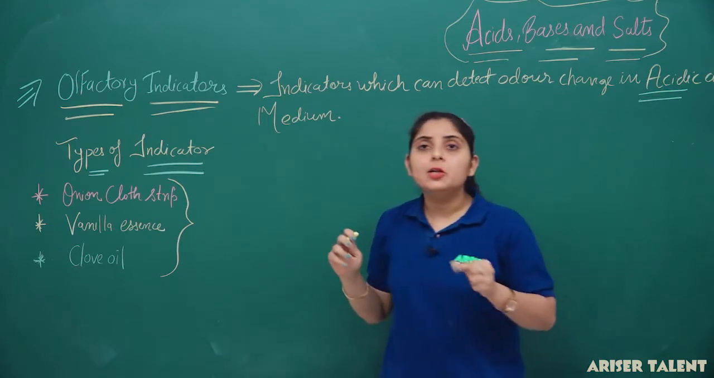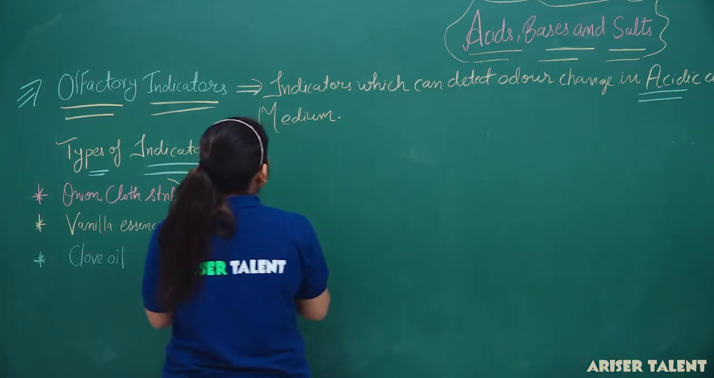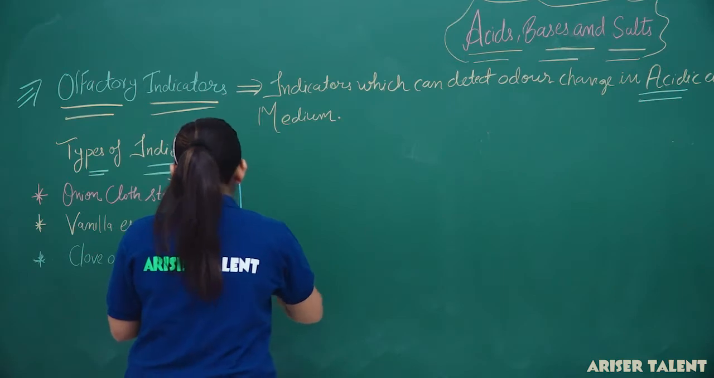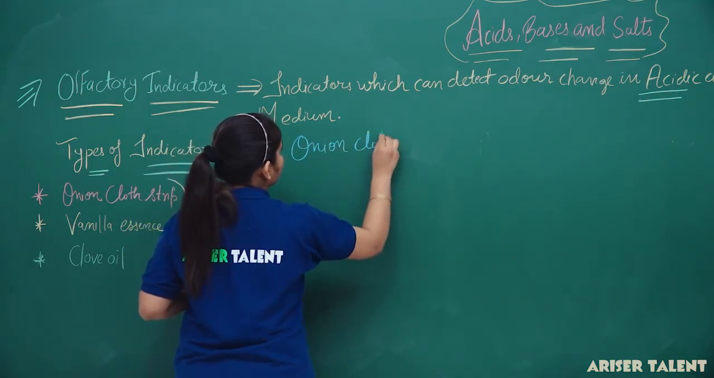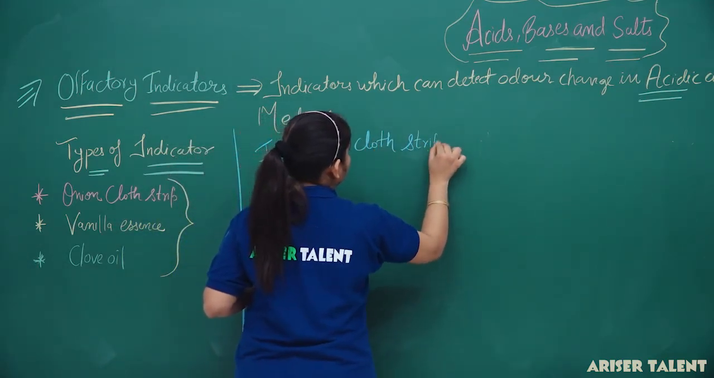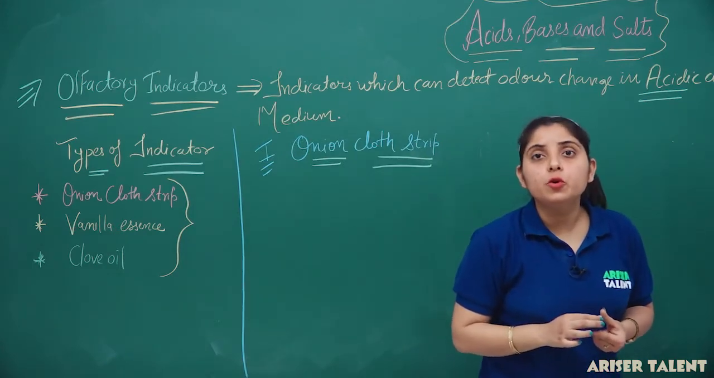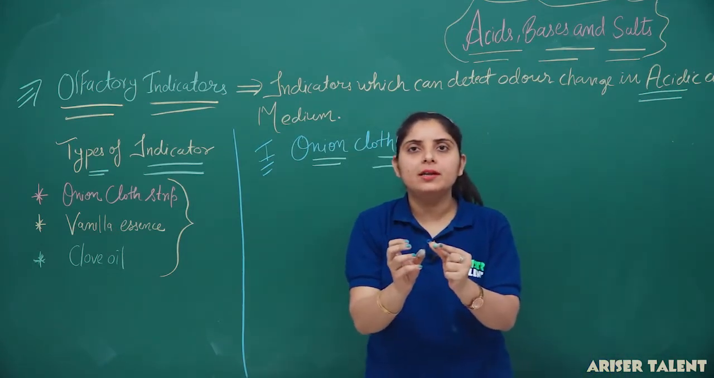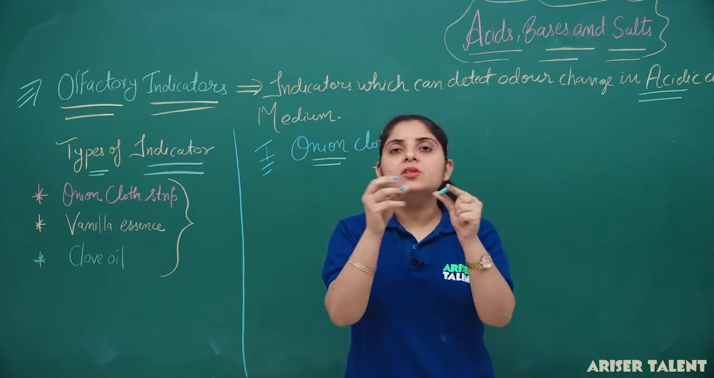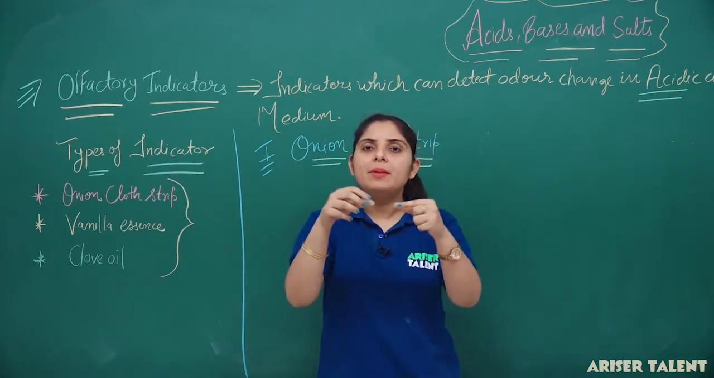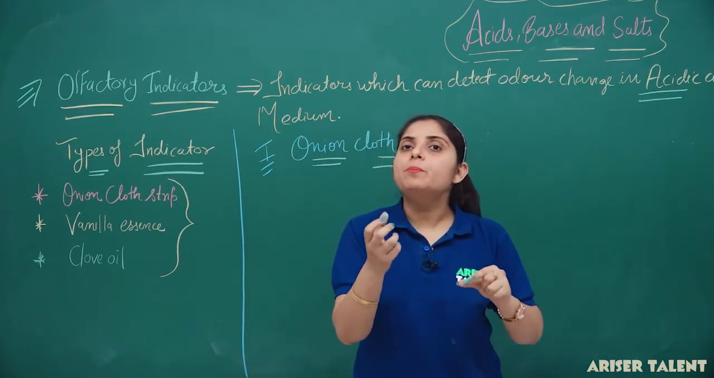First one is onion cloth strip. Now we will see the reaction, what happens in case of the odor change in acidic and basic solution. So our first type is onion cloth strip. In case of the onion cloth strip, we take a few slices of onion and a few paper strips or cloth strips. We put the paper strips and the onion slices in a plastic bag. After some time, we tie it with a knot and keep it in a refrigerator.